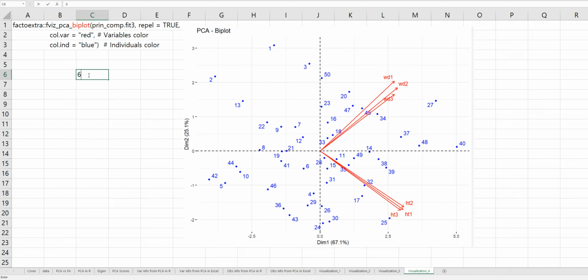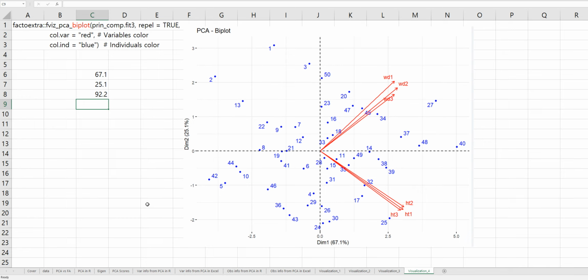So if you sum up these two, then among total variance, the first two dimensions explain 92.2% of total variance. So we can say that these two dimensions are enough to explain the relationship between observation and variable, and also observation and variable.